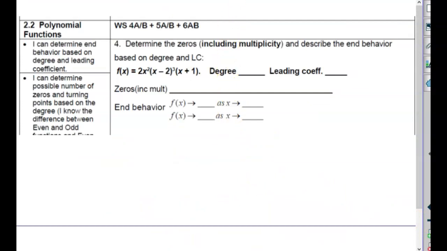Haven't talked about this in a little while, so I feel like I should talk about these. Degree is the highest exponent, but you have to remember, kind of ignore all the adding and subtracting. You have a 2x squared, then this is an x minus 2 quantity cubed, which would result in an x cubed and a whole bunch of other garbage, but we don't care because we only care about the leading coefficient, and then back here there's another x. So what would that exponent power become? Two x to the 6, so the degree is 6.